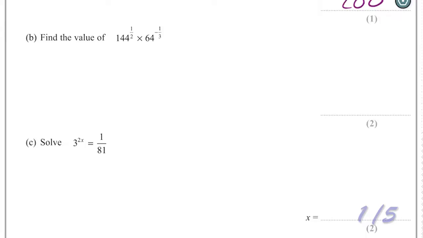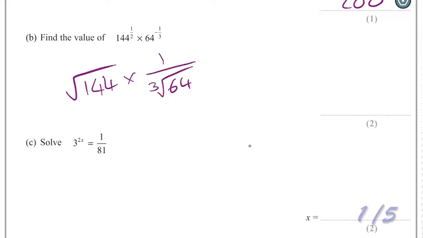Find the value of 144 to the power of a half times by 64 to the power of minus a third. So this just means the power of a half is square root, so that's going to be the square root of 144 multiplied by, now the minus a third, the minus means it's going to be 1 over, and we're going to get 64 to a third. So we're going to end up with the cube root of 64. The square root of 144, that's a times table we know, that's 12 times 12. And we're timesing that by 1 over the cube root of 64.